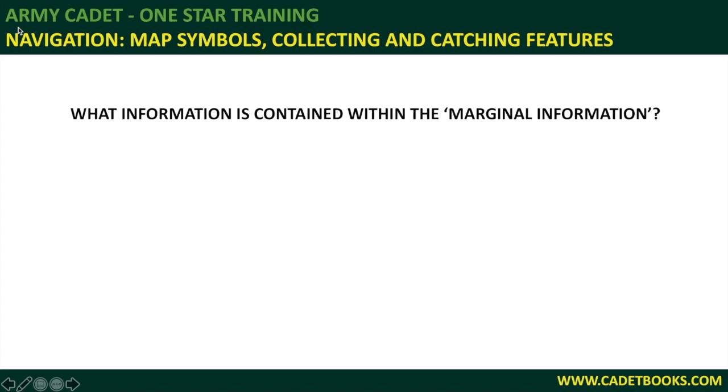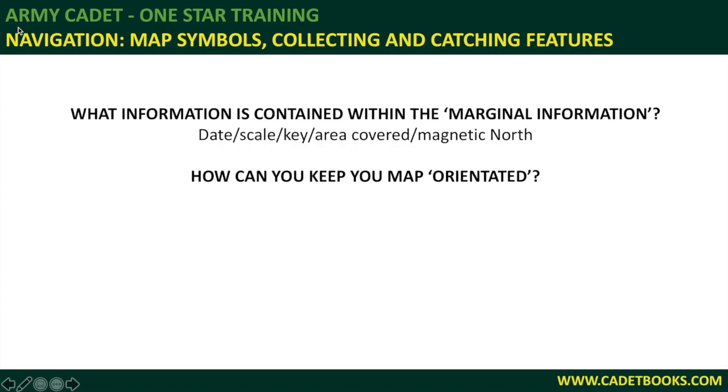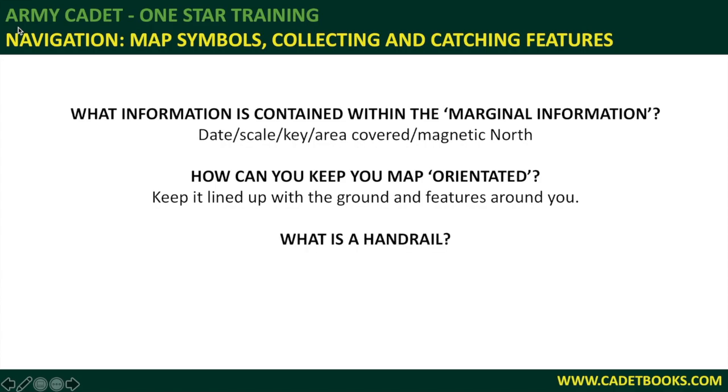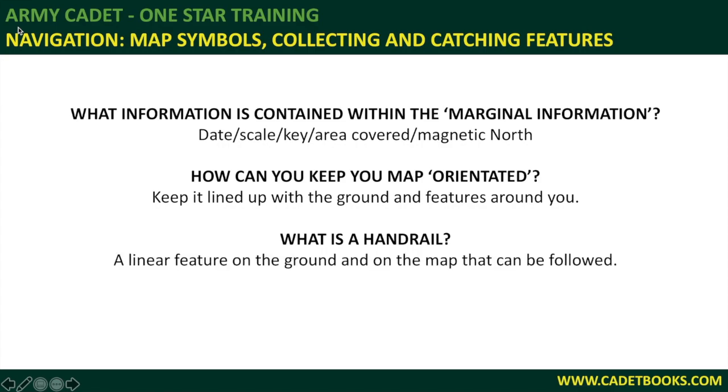What information is contained within the marginal information? Date, scale, key, area covered, magnetic north. How can you keep your map orientated? Keep it lined up with the ground and features around you. What is a handrail? A linear feature on the ground and on the map that can be followed.